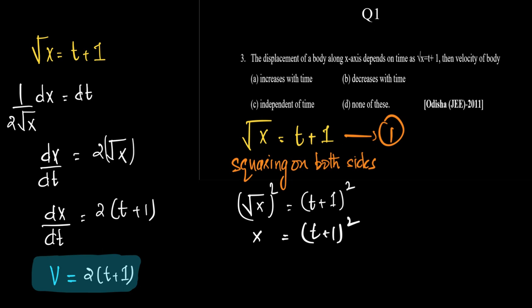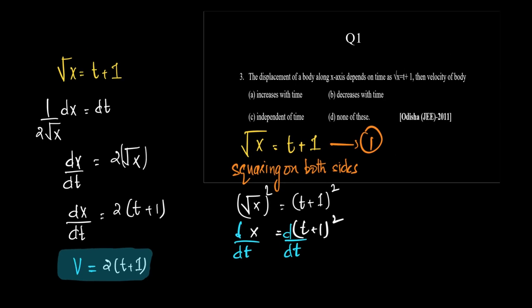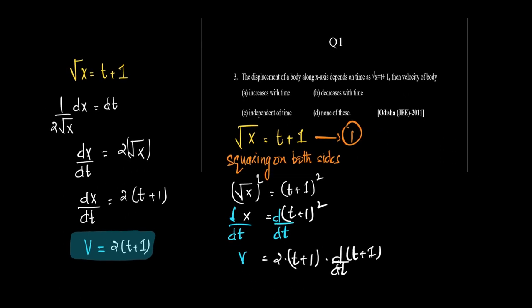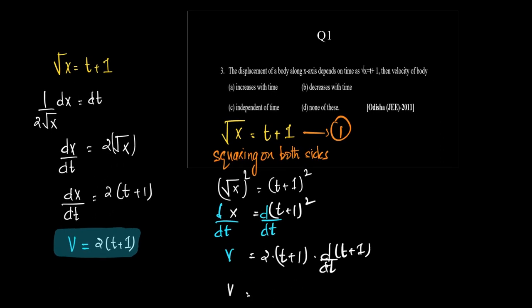Now what we'll do is we'll differentiate on both sides. So now we'll take dx by dt and dx by dt here. So what do you get? dx by dt is now velocity. And what is d by dt of t plus 1 the whole square? It is 2 into t plus 1 into d by dt of t plus 1. So this gives us v is equal to 2 into t plus 1 again, right? So you can do it either way, it doesn't matter, you get the same answer.